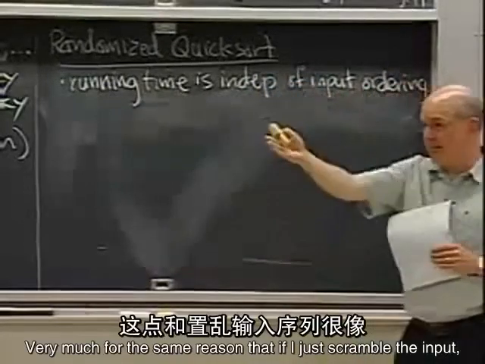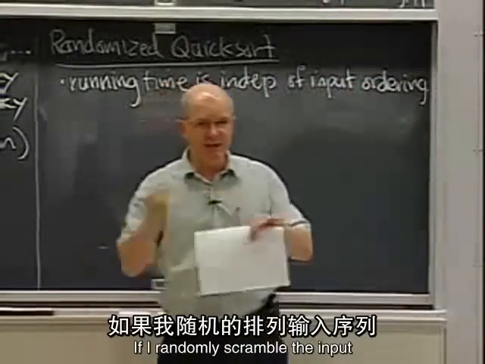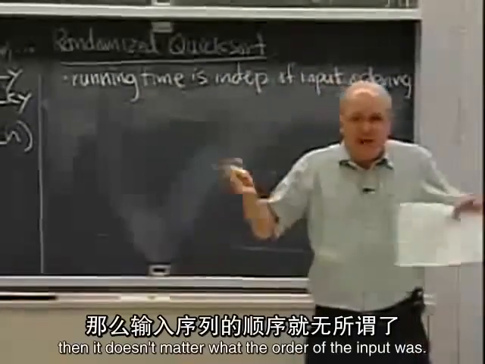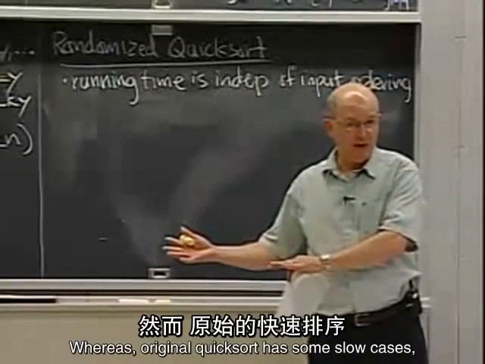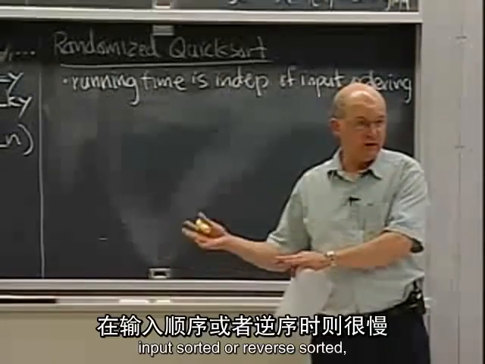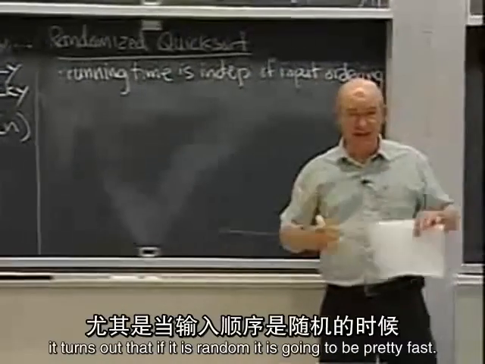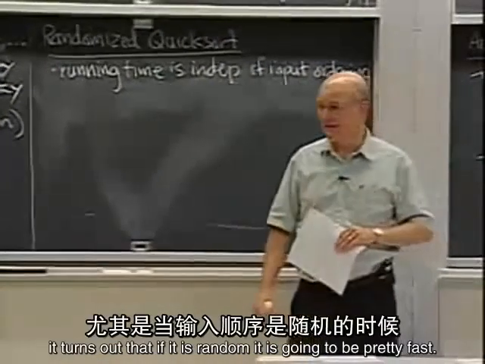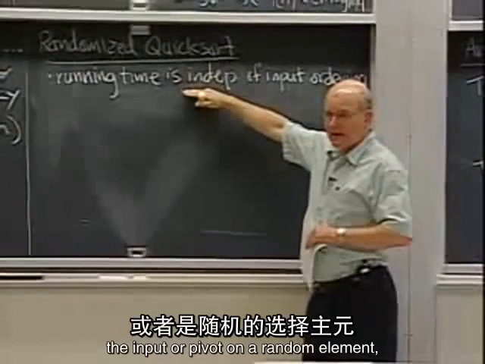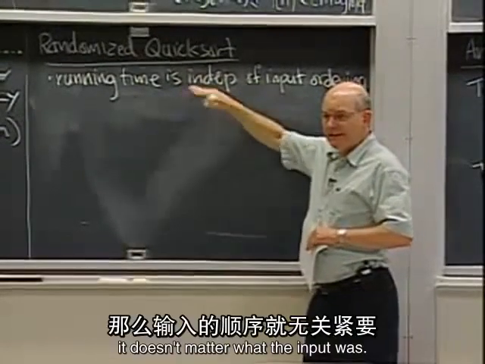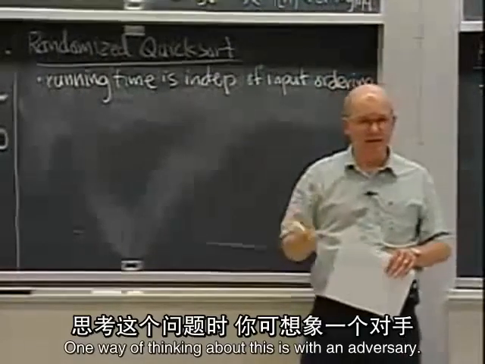Very much for the same reason that if I just scrambled the input, it would be independent of the input ordering. If I randomly scramble the input, then it doesn't matter what the order of the input was. Whereas original quicksort has some slow cases, input sorted or reverse sorted, and some fast cases. If it's random, it's going to be pretty fast. If I randomly scramble the input or pivot on a random element, it doesn't matter what the input was.